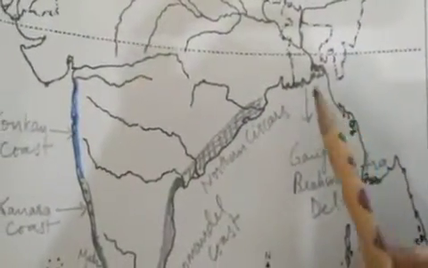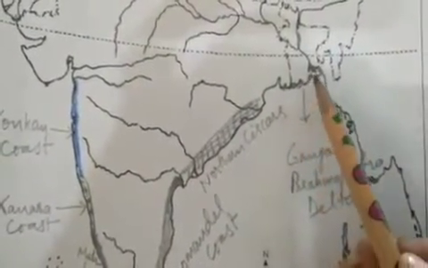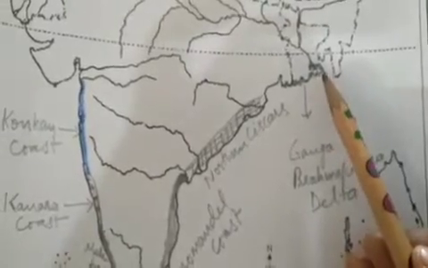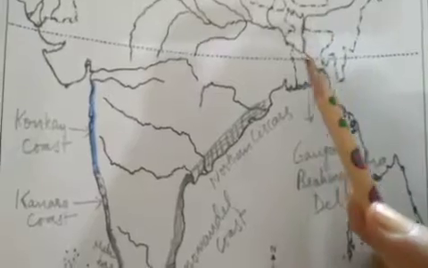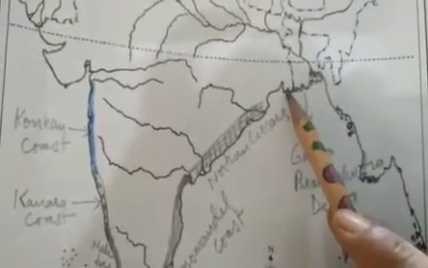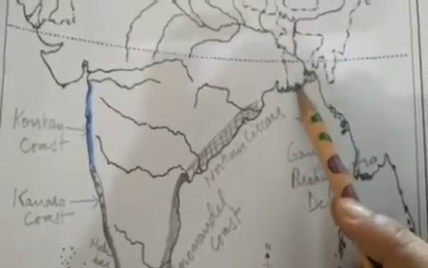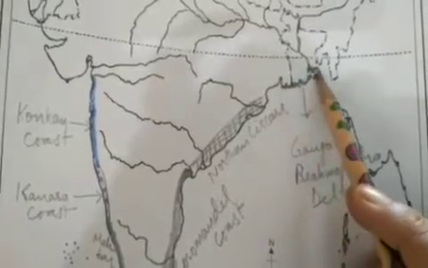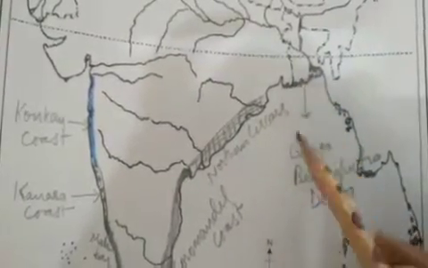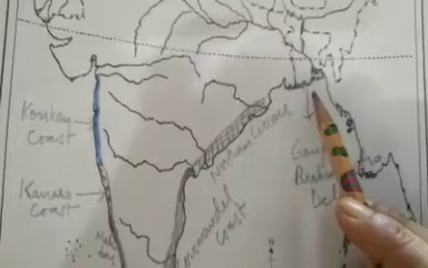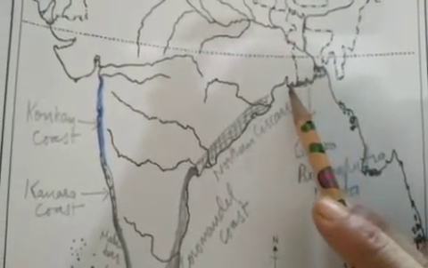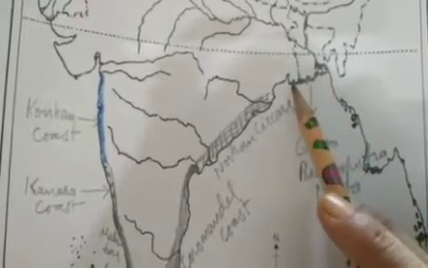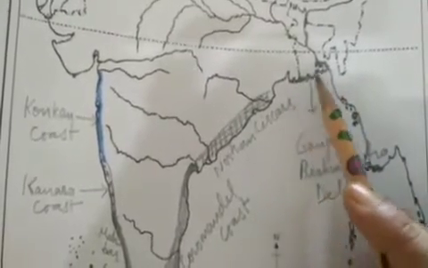Now, the world's largest delta, that is the Ganga Brahmaputra delta, which is formed by river Ganga and river Brahmaputra. So here these rivers make the delta, which is the world's largest delta, right? This is known as the Ganga Brahmaputra delta, and it is also known as the Sundarban delta.